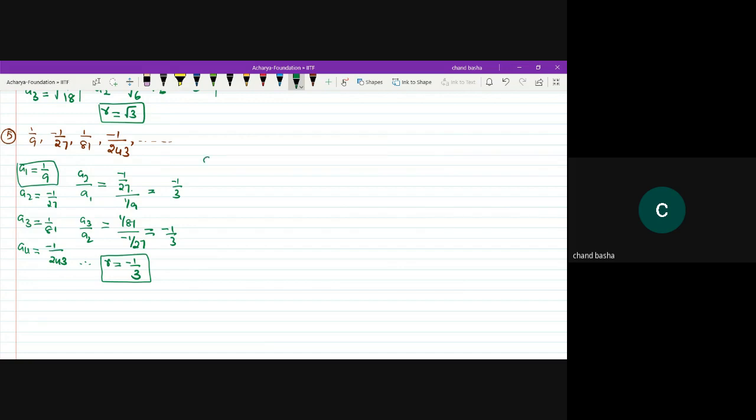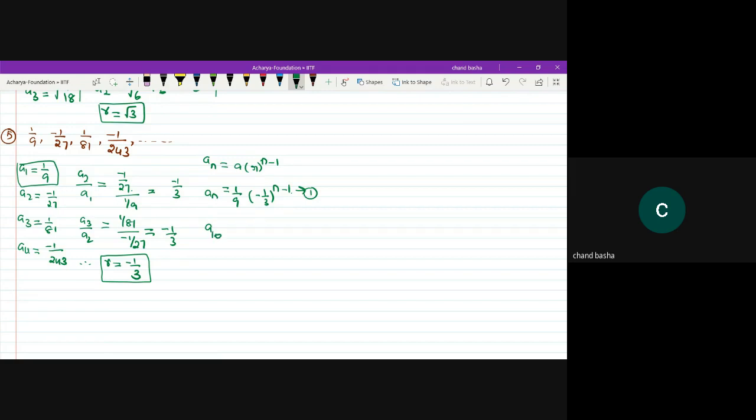So can we find the general term formula? An is equal to a r power n minus 1. A value is 1 divided by 9, r is minus 1 by 3, whole power n minus 1. So we can take it as it is. Now, this is a formula. I can take this as equation number 1.